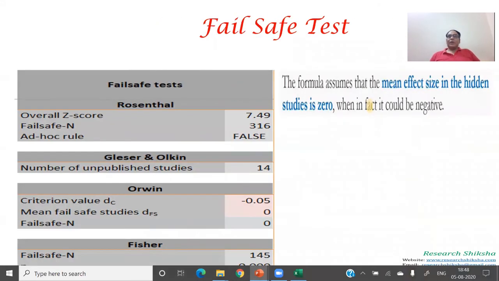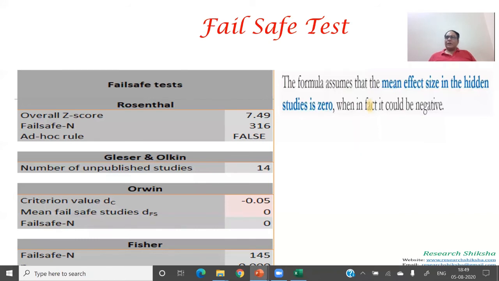Okay. So there is a concept called the fail-safe test. Now I'm telling you the logic of the fail-safe test. This test starts with a question. If you increase the sample size in meta-analysis, we know that we have the central limit theorem or the law of large numbers, which says that if you increase your sample size, the result will be more accurate. There is a simple rule in statistics that if you increase your sample size, you will reach the true population value and the accuracy of the result will increase.